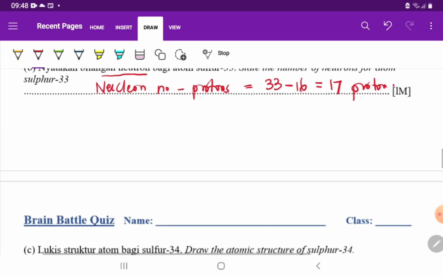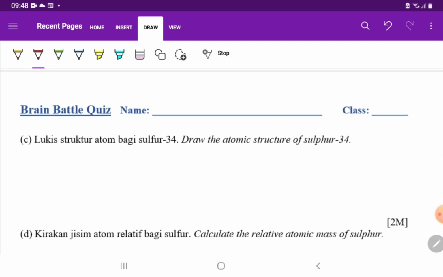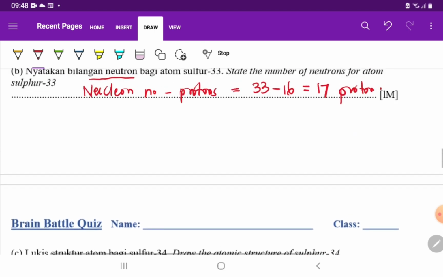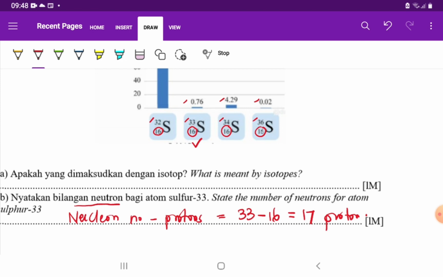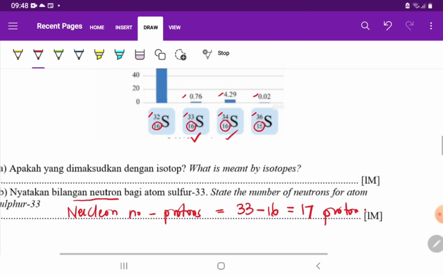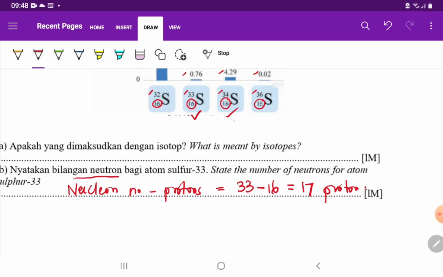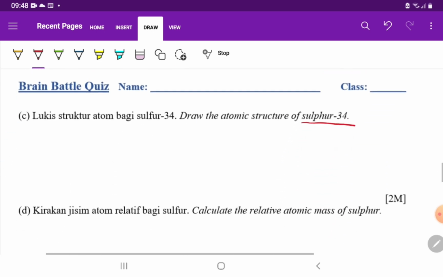Next, draw the atomic structure for sulfur 34. Here you have 16 protons, meaning 16 electrons. Then how about neutrons? Neutrons here is 34 minus 16, so it will be 18 neutrons. So we can include all here.